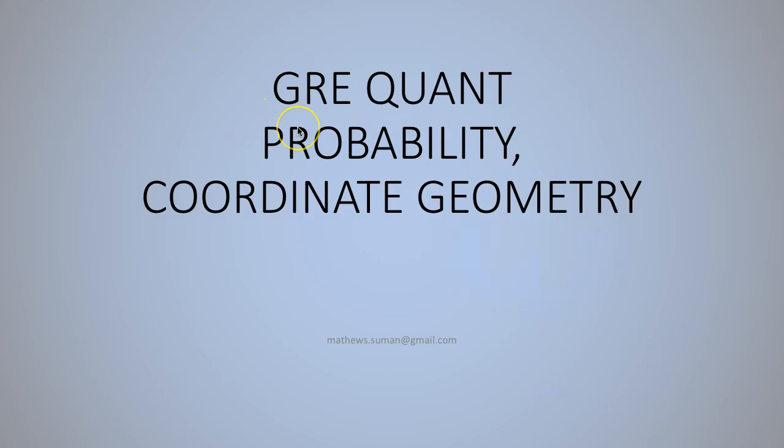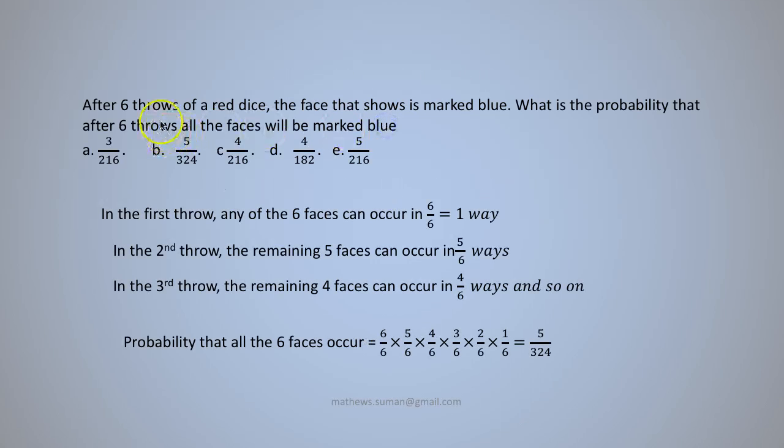This video explains problems in probability and coordinate geometry which are asked in the GRE quantitative section. We're coming to the first problem.